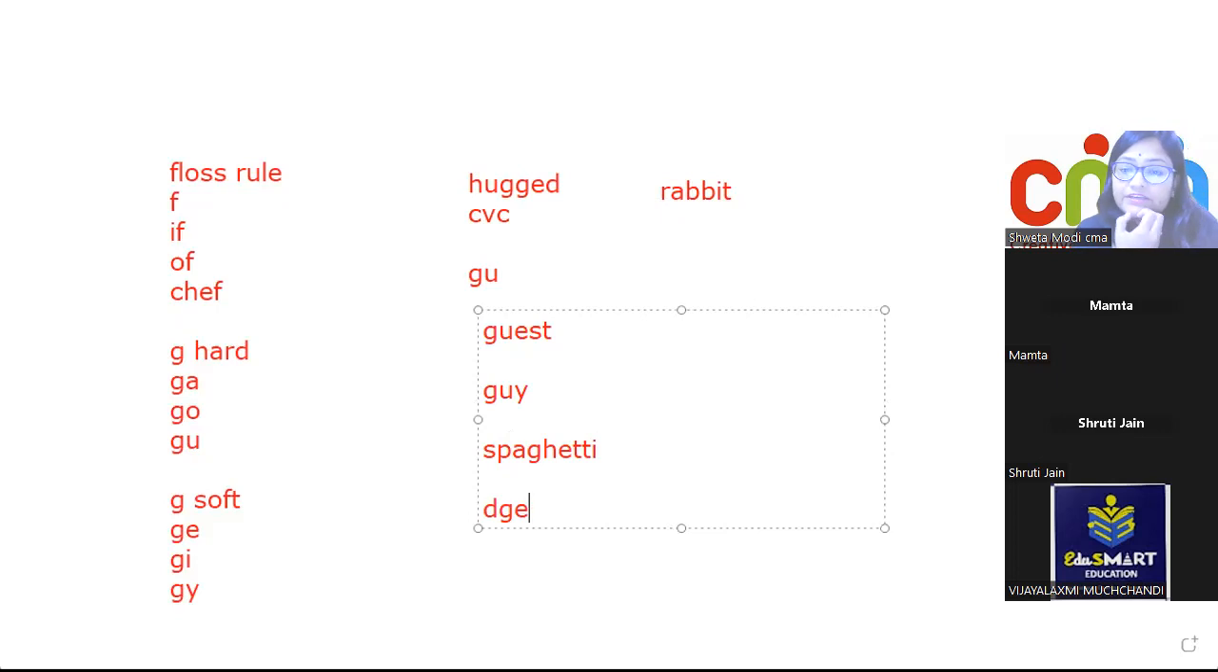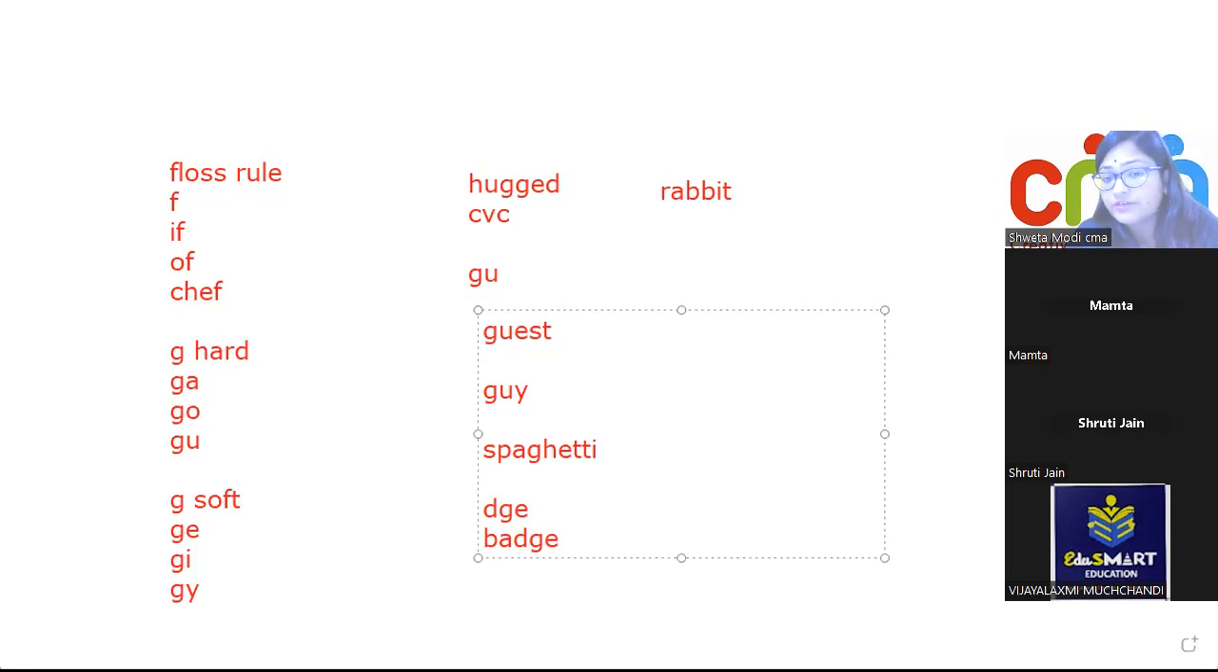Now, defender D. We have done this. When do you have defender D? In words like badge. Why is it called defender D? It is protecting the short vowel sound. Otherwise, it would have been beige, a long sound, but it's not a long sound, it's a short sound.